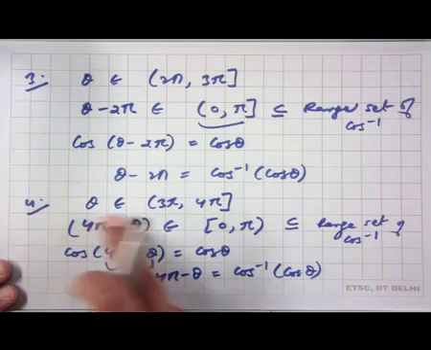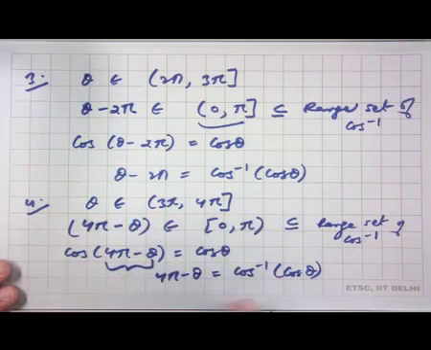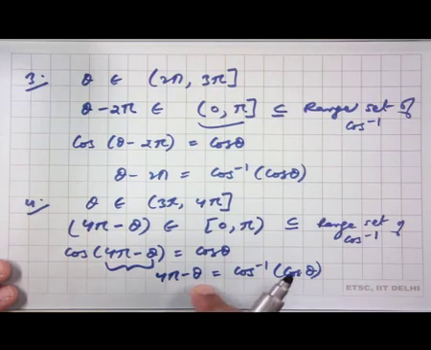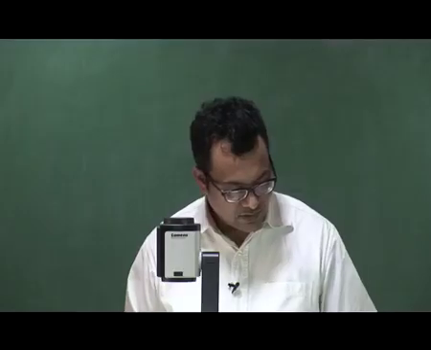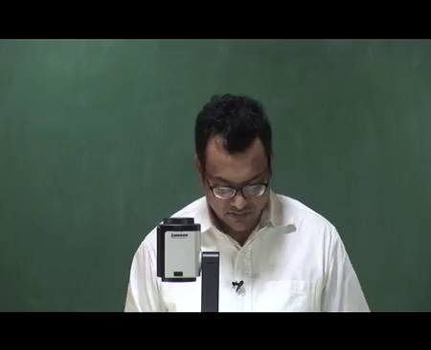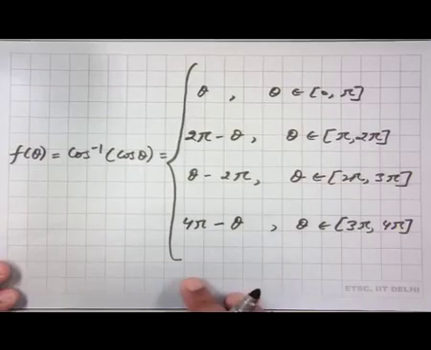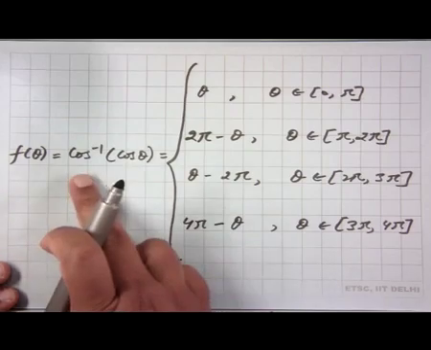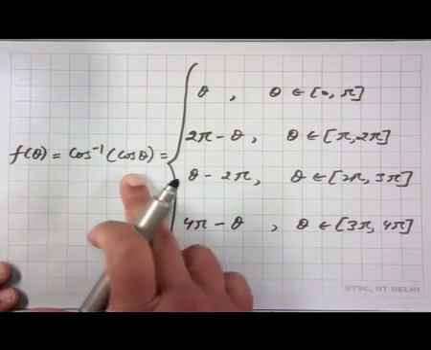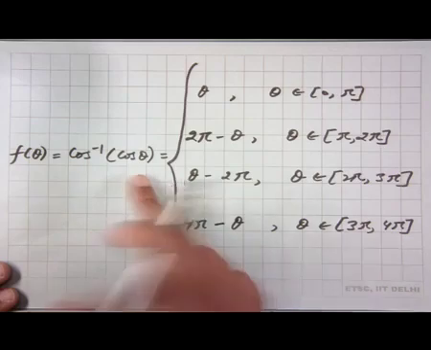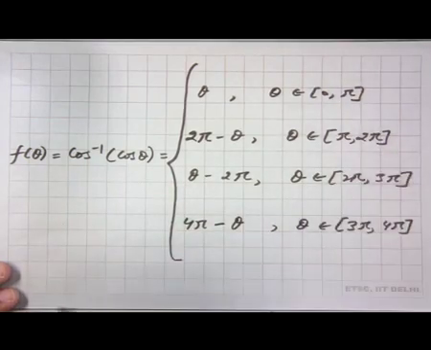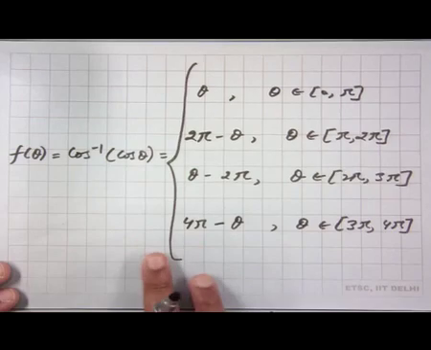Hence, when theta belongs to this fourth interval, cos inverse cos theta is actually equal to 4 pi minus theta. So, we can now summarize these four different cases in this slide here. The slide tells us the value taken by this function cos inverse cos theta for all the different ranges of theta. So, this precisely defines the cos inverse cos theta function.